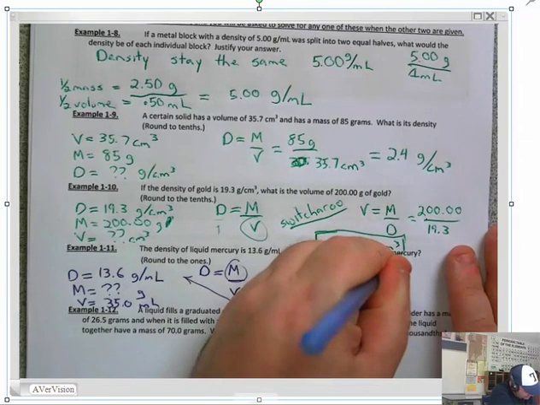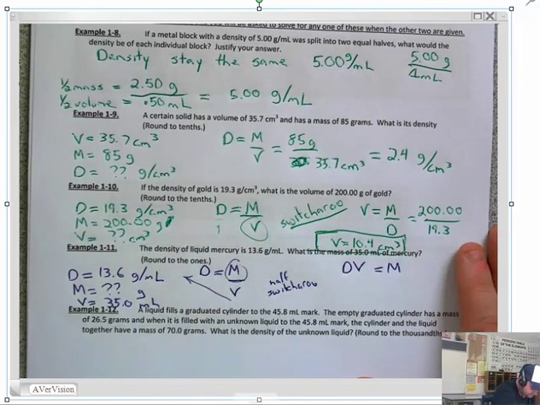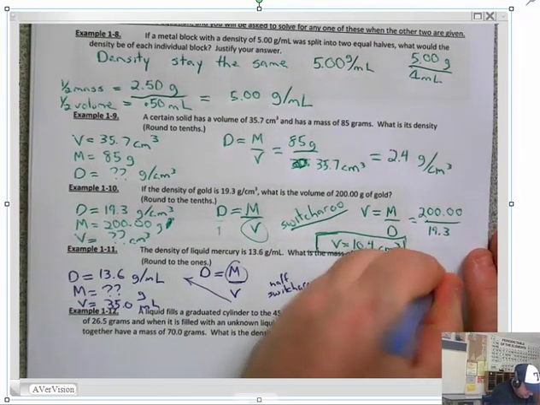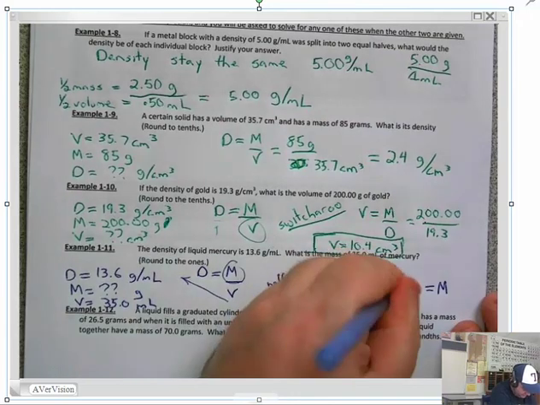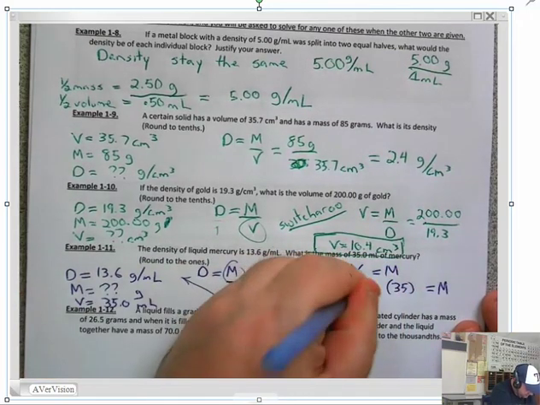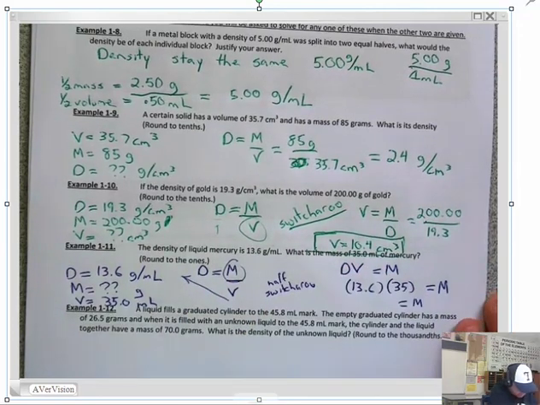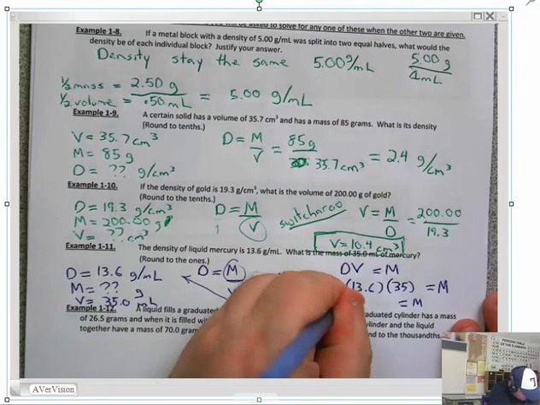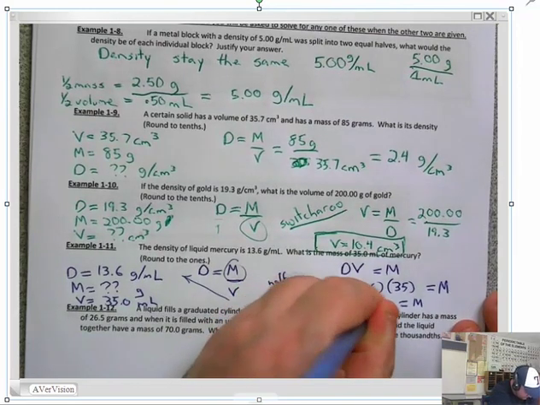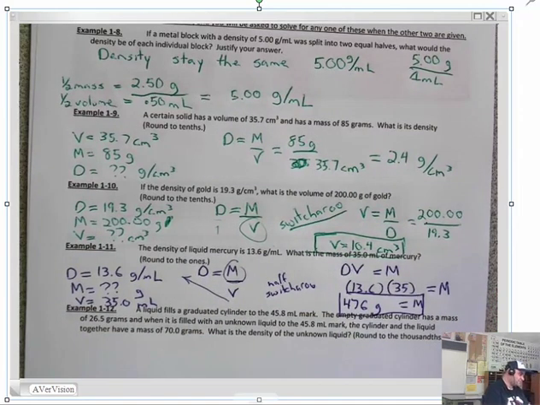Which would leave me with mass is equal to D times V. Mass would be equal to 35 times 13.6. The mass would be 476 since it says to round to the ones place. And remember your units, because if you don't, you take off points. Not a big deal. Okay.